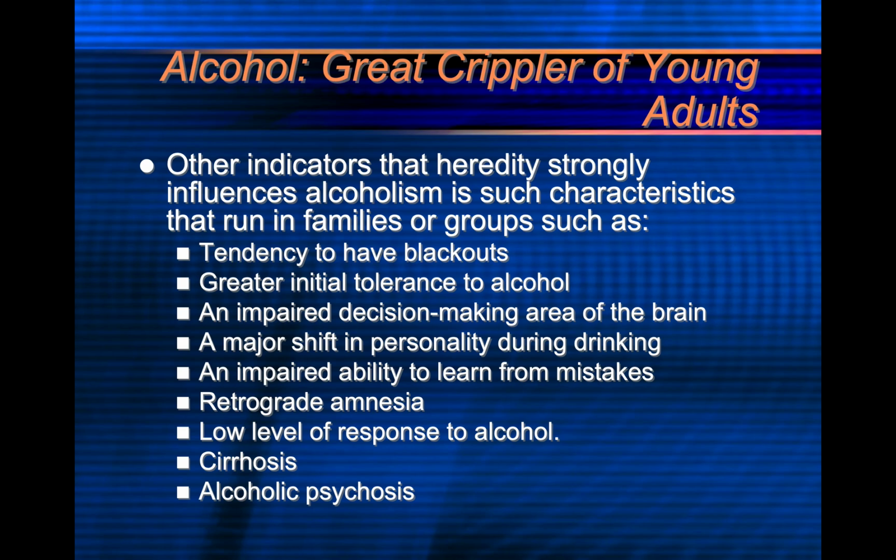Other indicators that heredity strongly influences alcoholism are characteristics that run in families or groups, such as a tendency to have blackouts, greater initial tolerance to alcohol, an impaired decision-making area of the brain, a major shift in personality during drinking, impaired ability to learn from mistakes, retrograde amnesia, low level of response to alcohol, cirrhosis, and alcoholic psychosis. Major shift in personality during drinking.